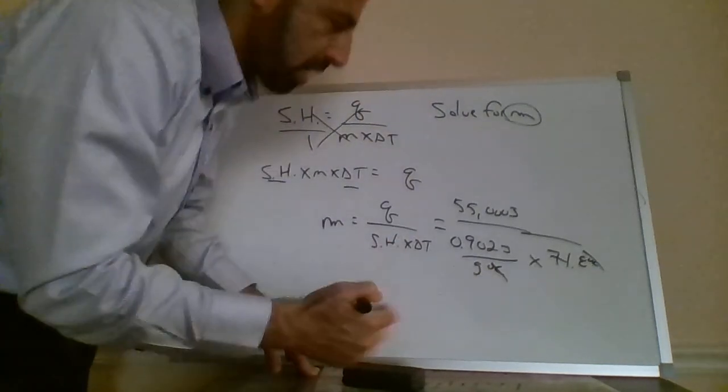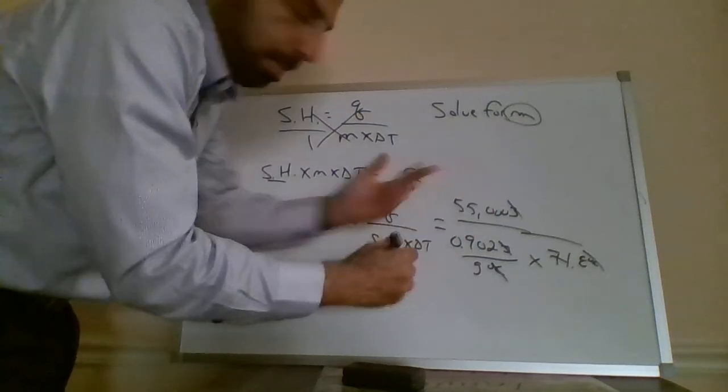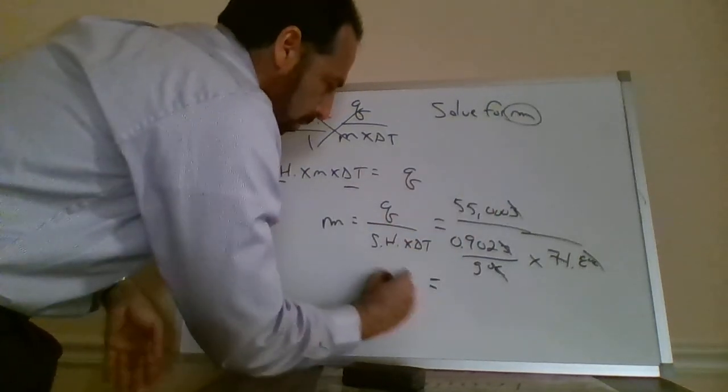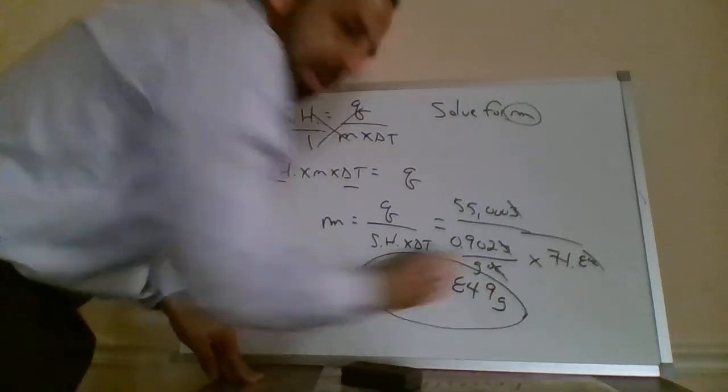Our degrees Celsius cancel out. Our joules cancel out. When I do this division, the grams are going to flip up on top. And I'm going to end up with 849 grams.